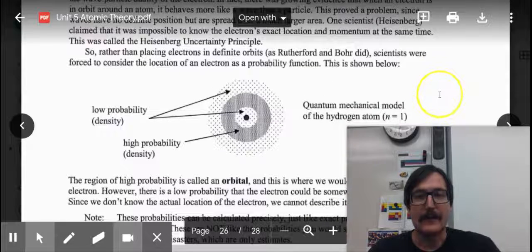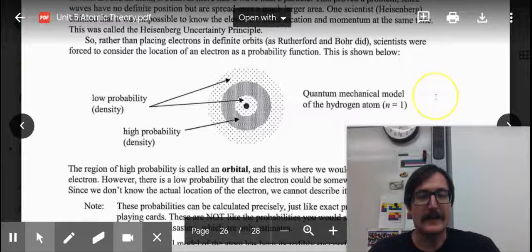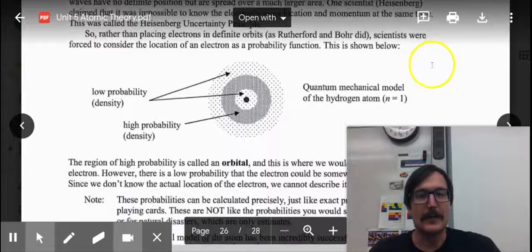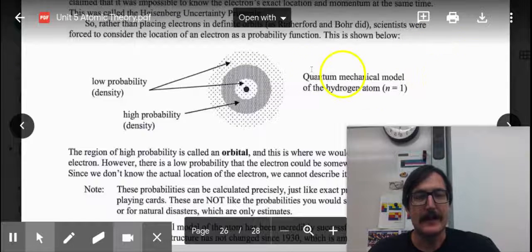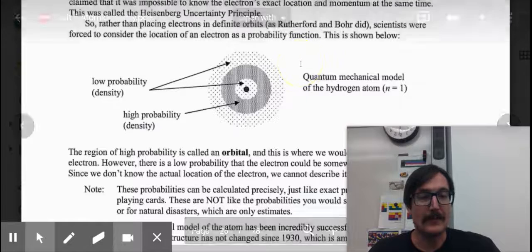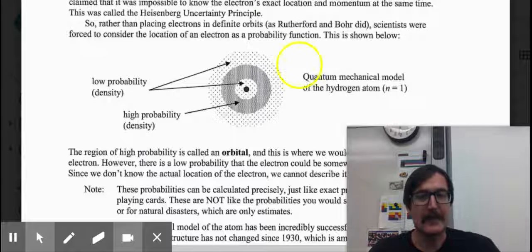All right, so rather than placing electrons in definite orbits like Rutherford and Bohr did, the Bohr model we just studied in the last lesson, scientists were forced to consider the location of an electron as a probability function. This is shown below. Notice where the cloud is least dense, there's a low probability of finding an electron, and where it's most dense, there's a high probability. This is showing the quantum state n equals 1.